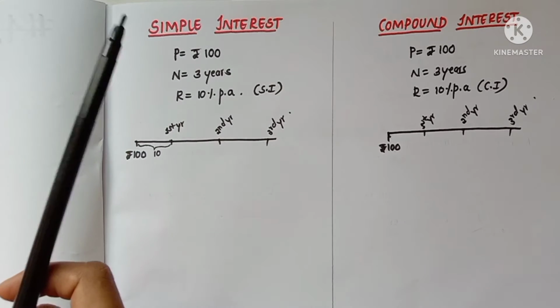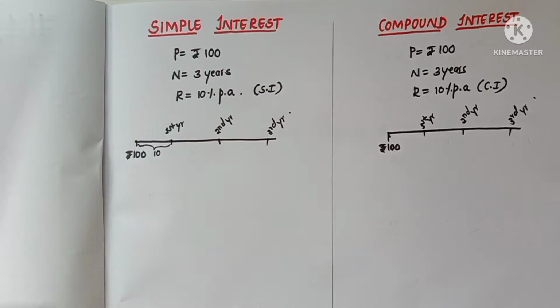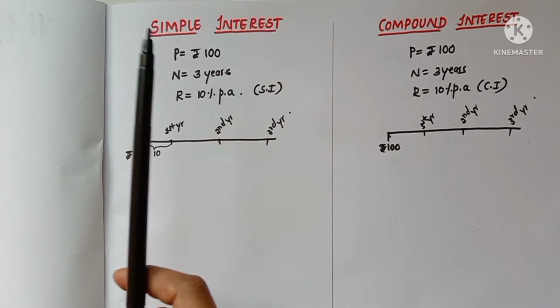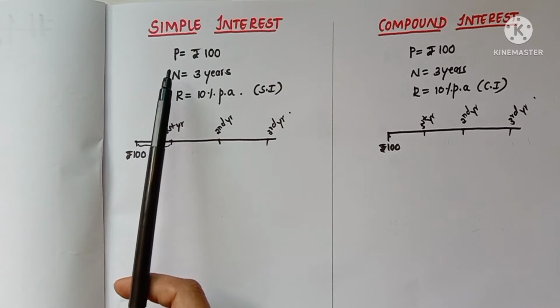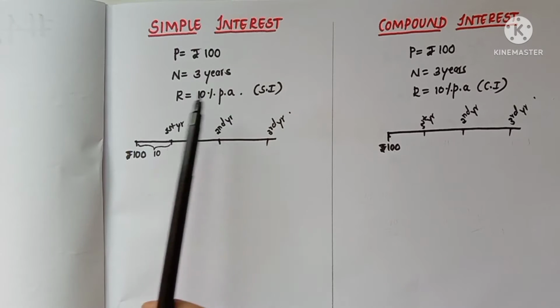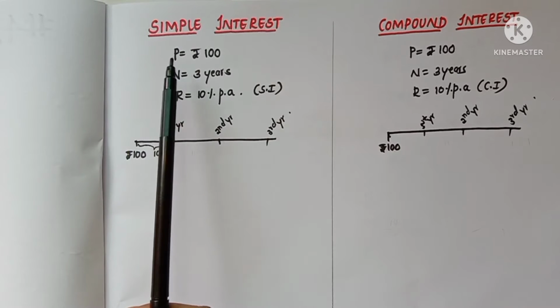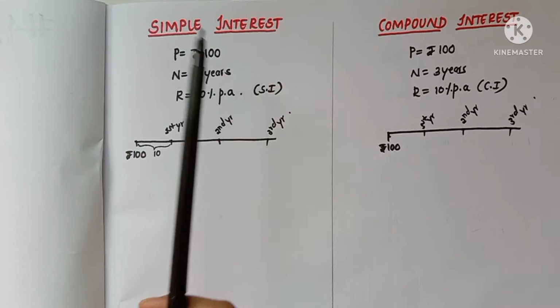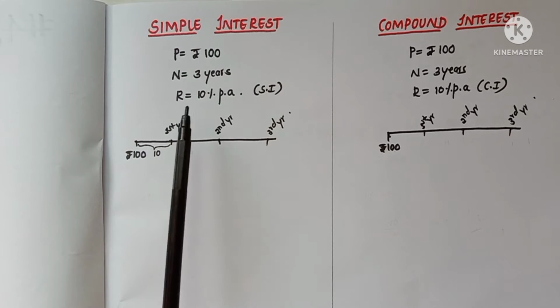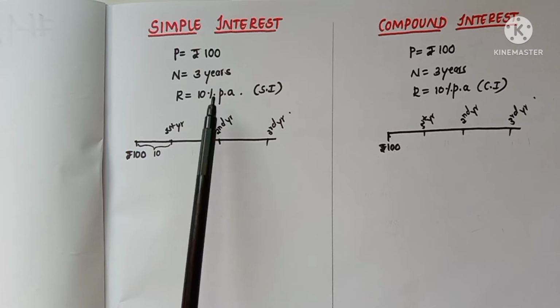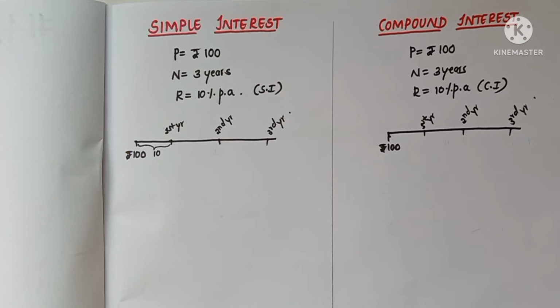Let us take the principal amount as 100 rupees. You know what P means? P means principal, N means number of years, R means rate of interest. Here P is rupees 100, and N is 3 years, and the rate of interest R is 10% per annum as simple interest.